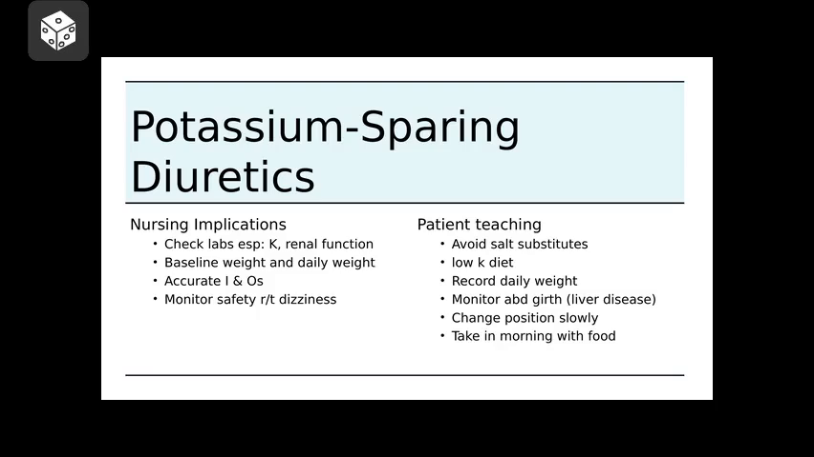Low potassium diet. So avoid that orange juice, avoid that banana, avoid that spinach. Teach them the daily weight. If they have liver disease, remember we talked about ascites, that big beer belly that grows. You can teach them to monitor their abdominal girth. So look for that swelling in their abdomen. Also want to teach them to change position slowly. Take this medication in the morning.